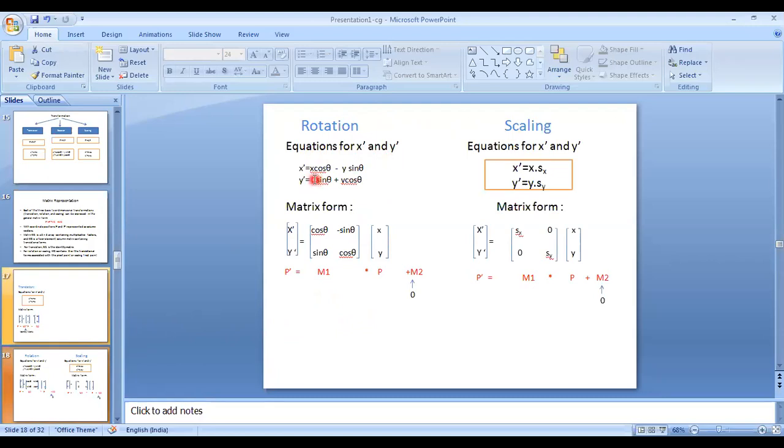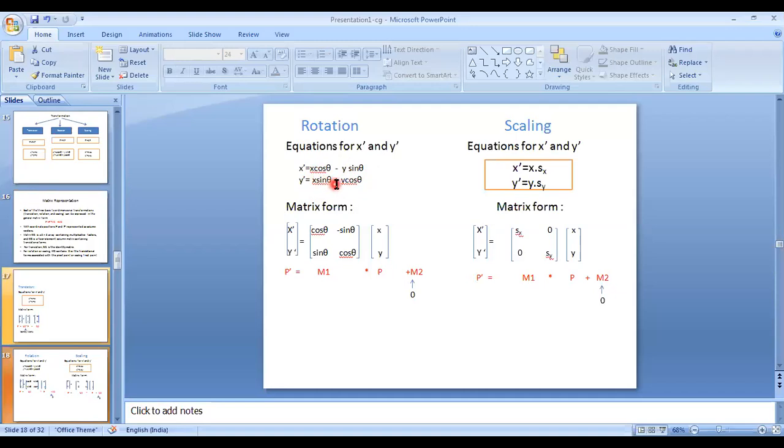x dash and y dash. So x dash is equal to x cos theta minus y sin theta, and y dash is equal to x sin theta plus y cos theta. Now how to represent this in matrix form? x dash y dash I know, this is x dash y dash. Now x cos theta minus y sin theta and x sin theta plus y cos theta, this I need to represent in the matrix format.